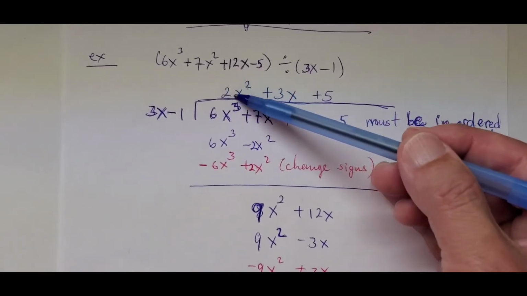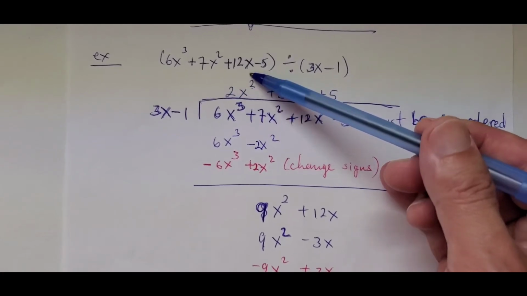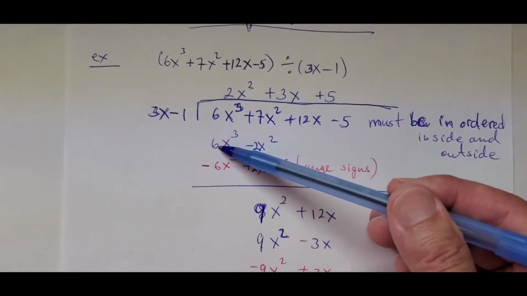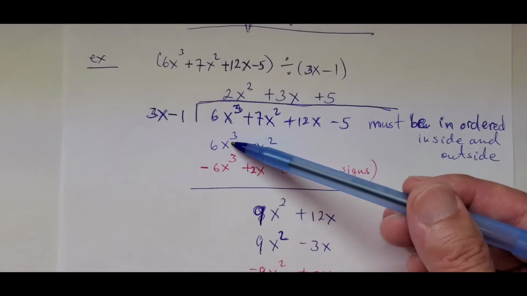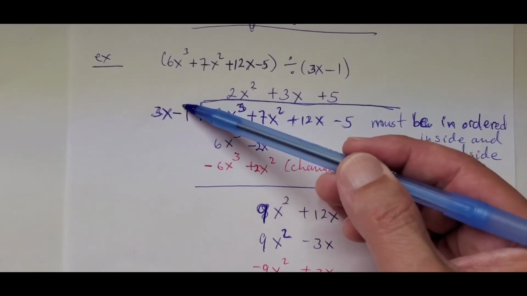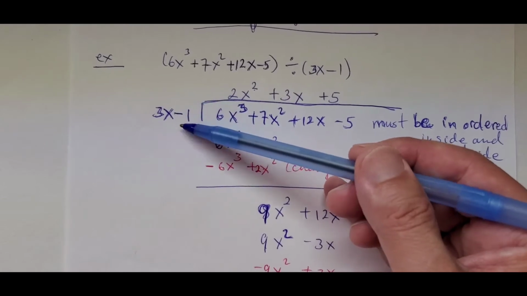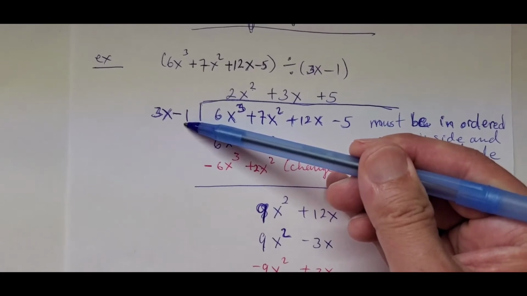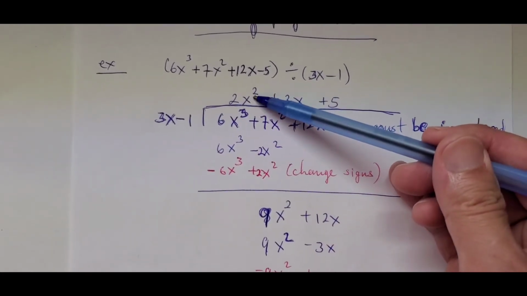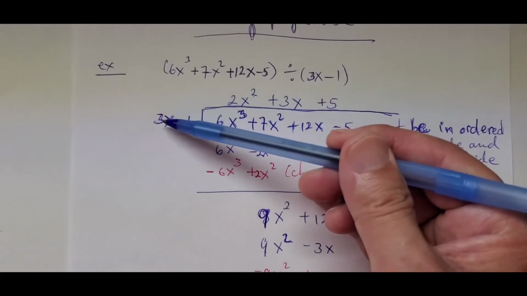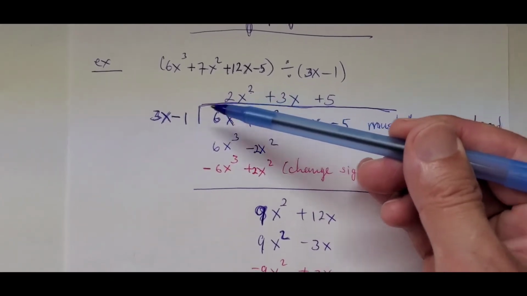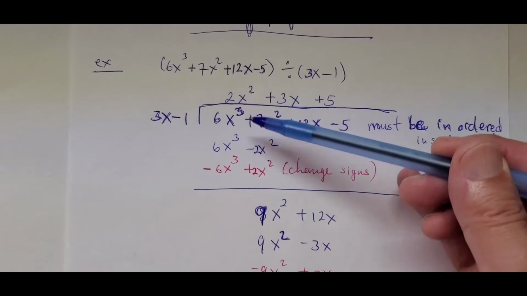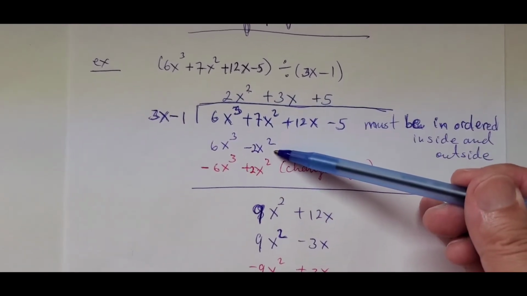Now multiply this whole thing that I am circling by 3x minus 1. 2 times 3 gives me 6, x squared times x is x cubed. Now be very careful. A lot of us forget to multiply the second term. We tend to multiply the first, and then forget the second. 2 times -1 is -2, and x squared times -1 is just x squared.